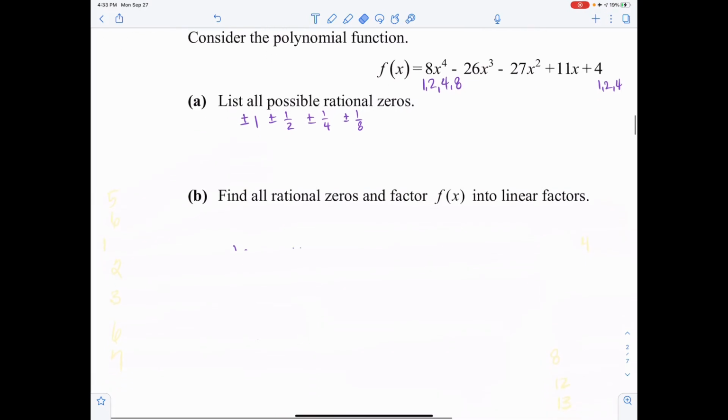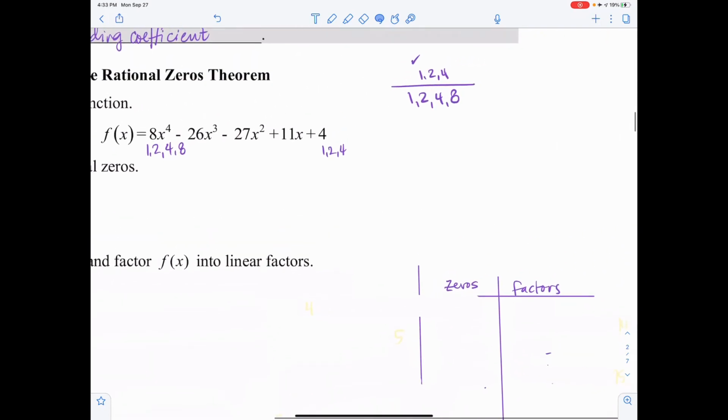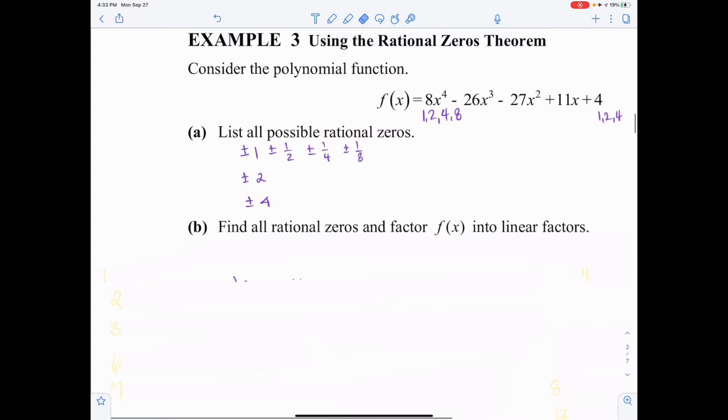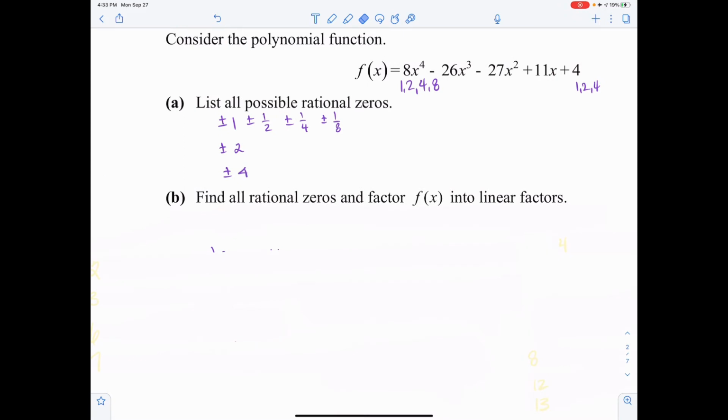The thing with this one is that I have 2 over 1, but 2 over 2 I've already got listed here as 1. 2 over 4 is a half, and 2 over 8 is a fourth. So none of the rest of my 2 overs are going to be written down because they're all duplicates. So then we'll go over here, and in our brains, we're going to do the 4's. So 4 over 1, 4 over 2, 4 over 4, and 4 over 8. And the only one I'm going to find that I'm going to keep here is just the positive or negative 4. All the other ones are going to be duplicates. All right, so that's a list of all the possible rational zeros. These can't all be zeros, but it's a possibles list.